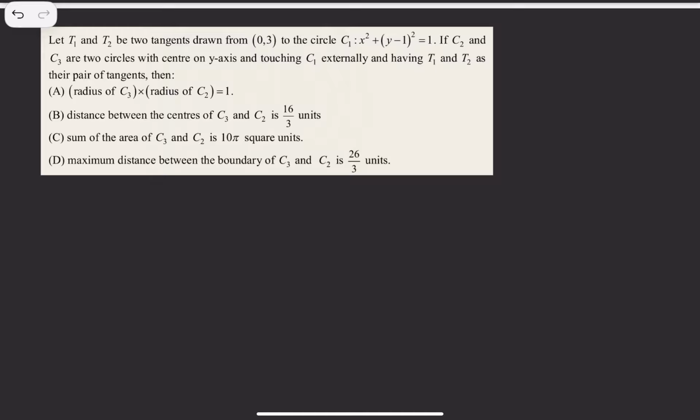So this question is actually a pure geometry question. Calculation is not that much. If you understand the geometry, this question will be very easy. Alright, so let us see that.